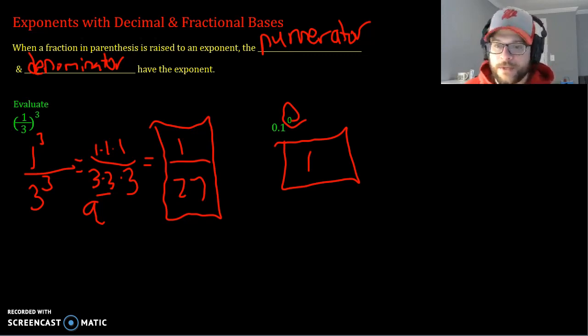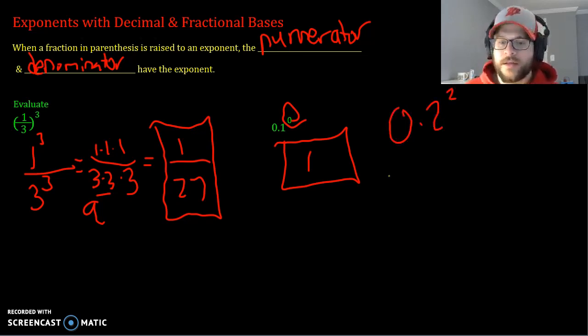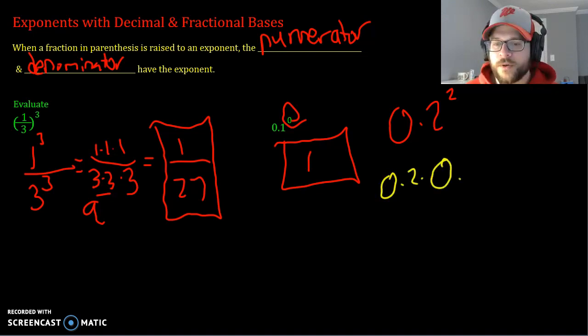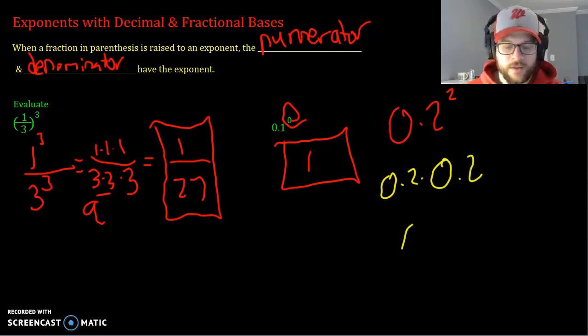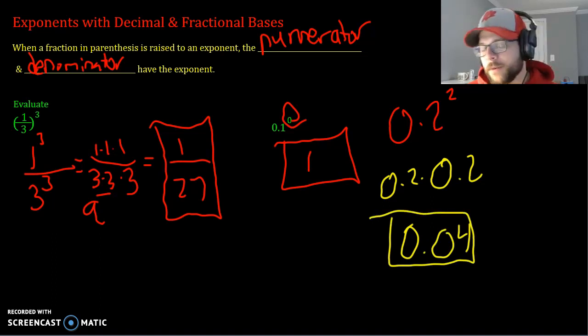But if you had some other decimal, you would just multiply that, like 0.2 to the second power. You would just multiply 0.2 times 0.2, and you would end up with 0.04. And you could just type that into the calculator, and it'll spit out the decimal that you need.